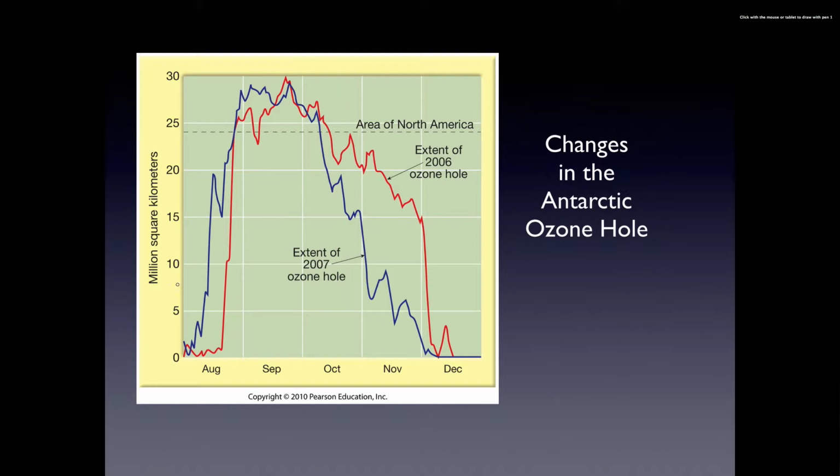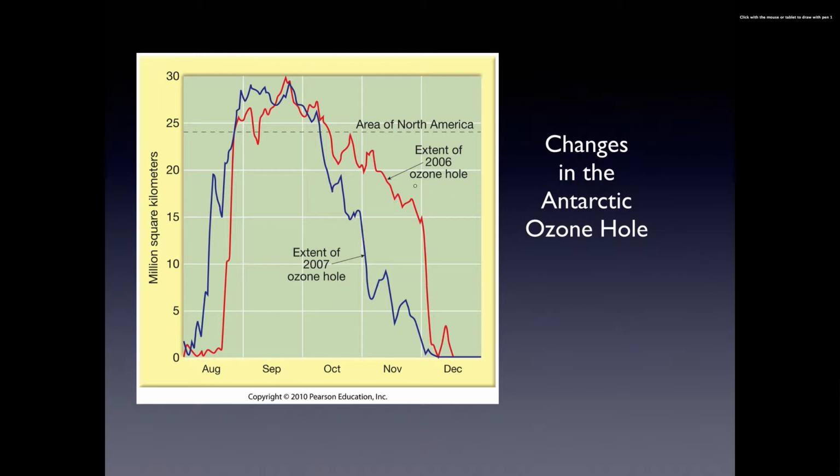And so what this is showing is the size of the ozone hole as a function of time during the year for two different years. And we see that in 2006, at the peak of the southern summer, we were getting the largest ozone hole, larger than even the size of North America, and it didn't decrease until December. This is it in 2007, and we noticed that there's been some improvement.